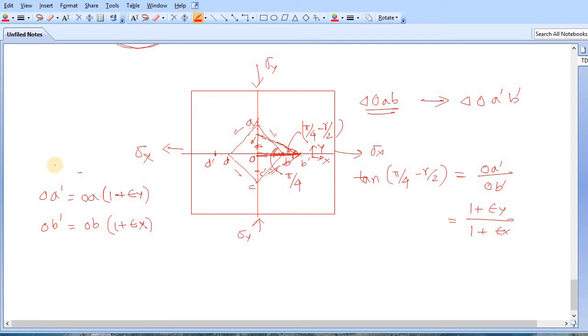Okay, because OA and OB are the same. Now our task is to find epsilon y and epsilon x. You have already considered this body to be under pure shear stress. And what is the condition for pure shear stress? Here sigma x is equal to minus sigma y is equal to tau.